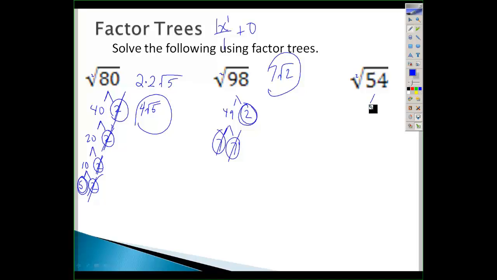Looking at the square root of 54 here, I'm doing the same thing, factor tree. 2 numbers that multiply to get 54. I know 6 times 9 is 54. Neither of those is prime, so I'm not circling anything yet. 3 times 2 is 6, so I'm going to circle those prime numbers. And 3 times 3 is 9. So I got my factor tree here.